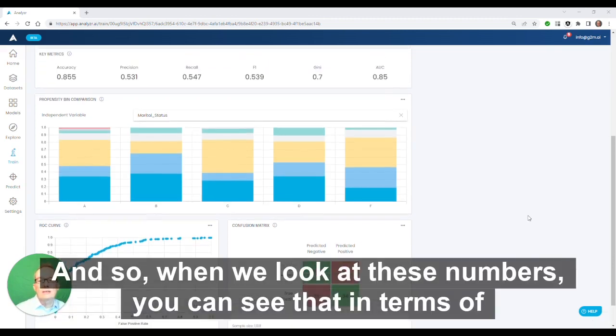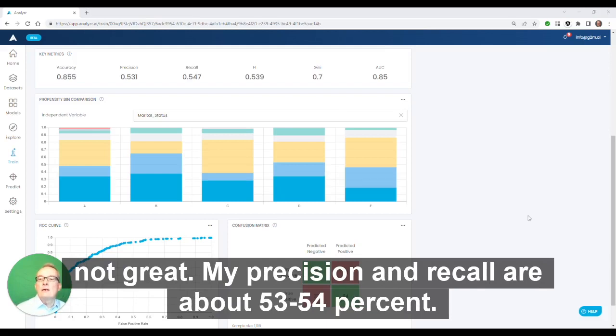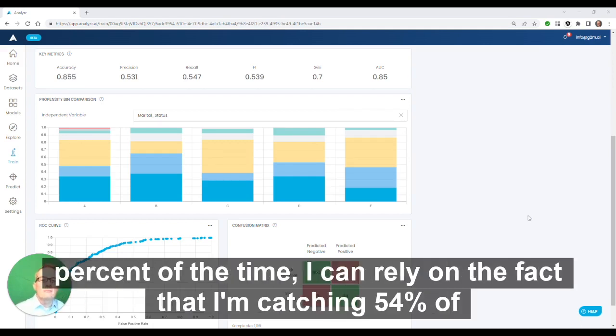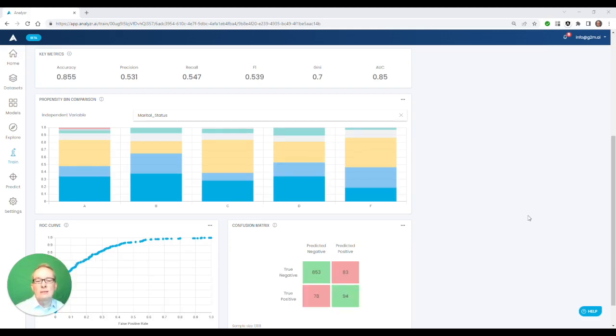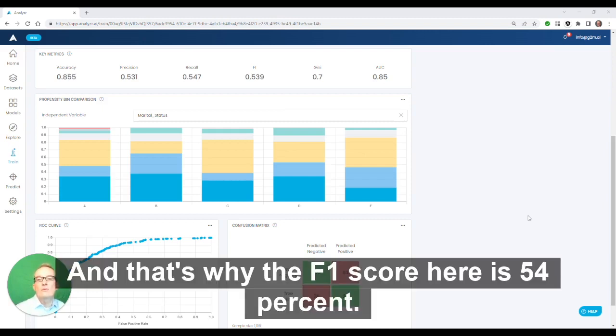And so when we look at these numbers, you can see that in terms of key metrics, the accuracy for this model is 86%, which is okay, but not great. My precision and recall are about 53, 54%. And that means that when I look at positive outcomes, roughly 54% of the time, I'm catching 54% of the true positives and roughly 54% of the predicted positives are correct. That's a better way to think about how good your algorithm is, and that's why the F1 score here is 54%.